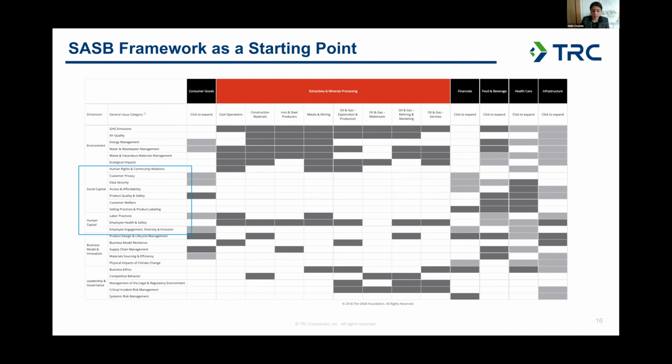SASB, which is the Sustainability Accounting Standards Board, essentially has a framework that is utilized very consistently across 77 industry standards. And you'll see on the left side that human capital and social capital are top of mind with respect to some of these key metrics that are identified across these industries. So this is a great starting point, not only for public companies, but for private companies. And because it's linked to financial materiality, it's utilized for the investors as well.